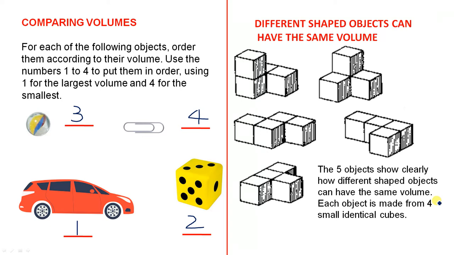Each object is made from 4 small identical cubes. So this video has introduced you to the idea of volume, and we've seen that volume occupies a certain amount of space. It needs that space to exist. And we've also compared some volumes.